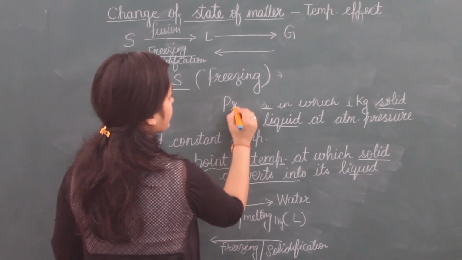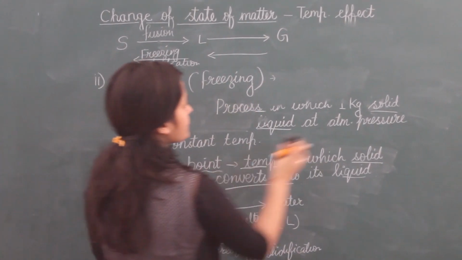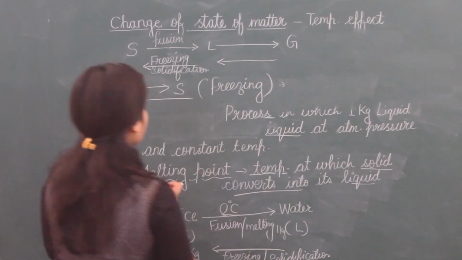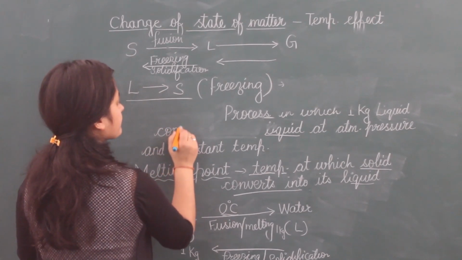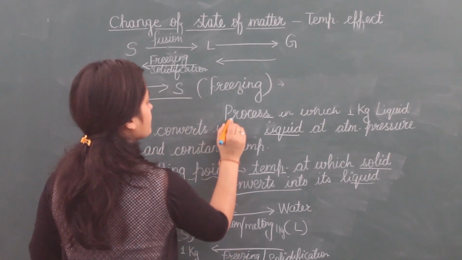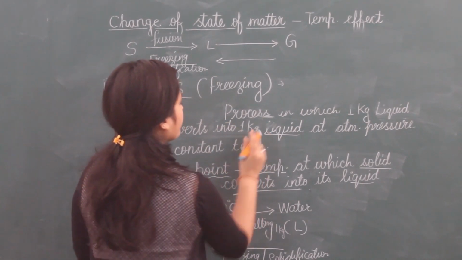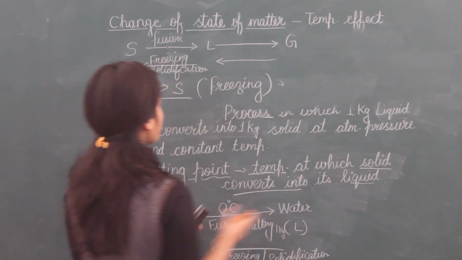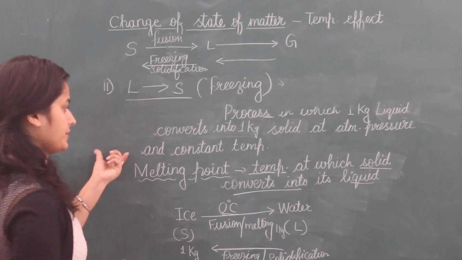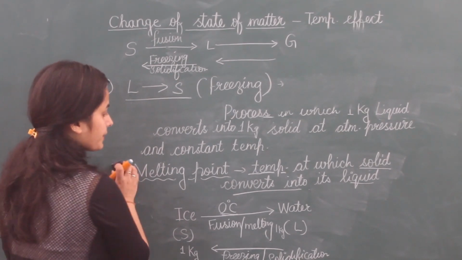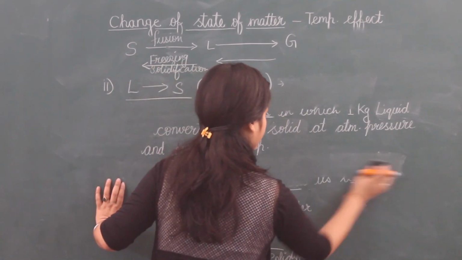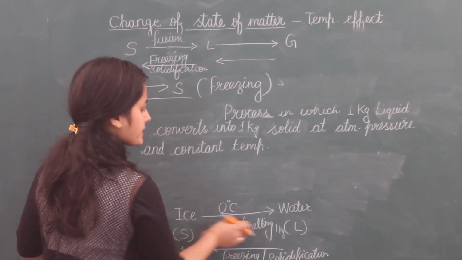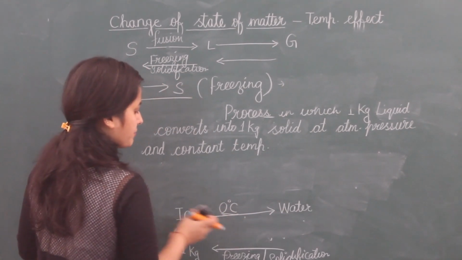So what happened here? The process in which 1 kilogram liquid converts into 1 kilogram solid at atmospheric pressure and a constant temperature. This temperature will be the same. This is the example when water converts into ice, then this process is known as freezing and the temperature is the same.